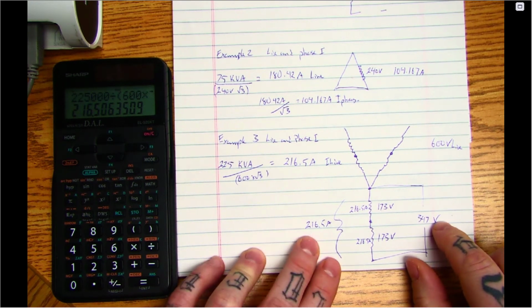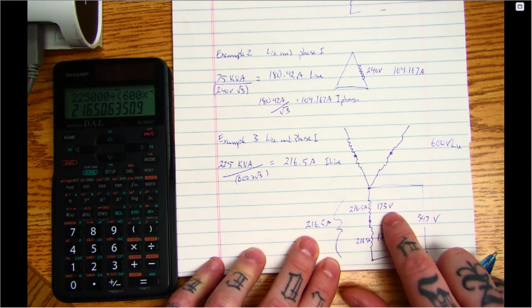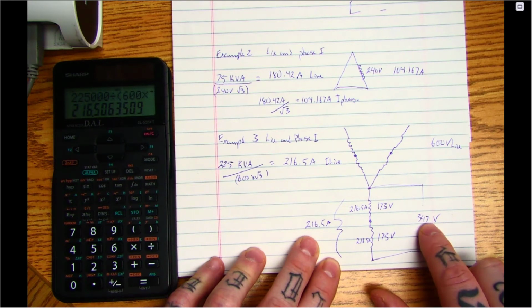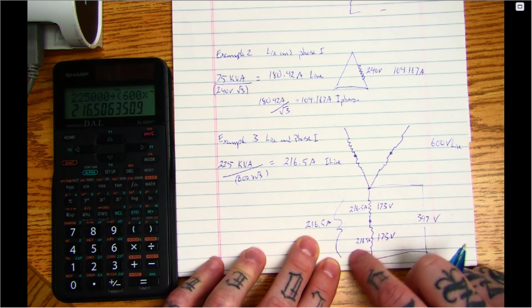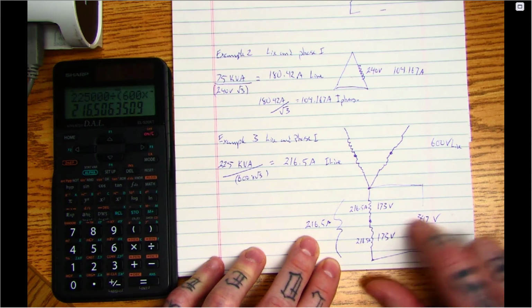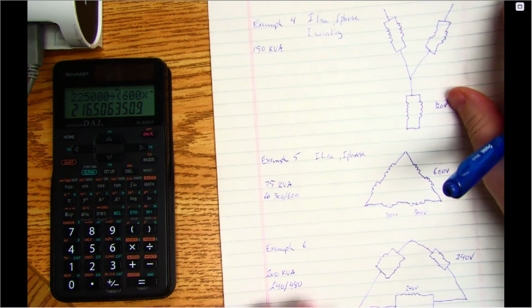But if they ask the same question per winding, what's my current per winding? Well, it's still the same because they're in series, but my voltage is different. So per winding, I'm at 173 volts, not 347. That's the phase voltage. So just watch that. If they're asking you questions per winding, we have to get down a little bit lower than our normal phase value. So that's when they're hooked in series.